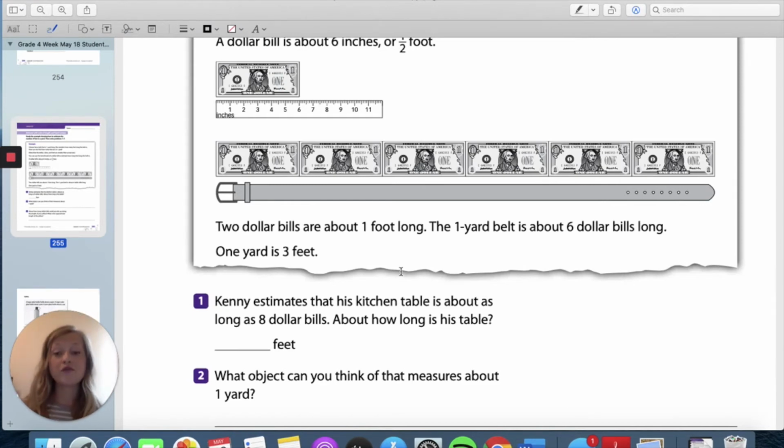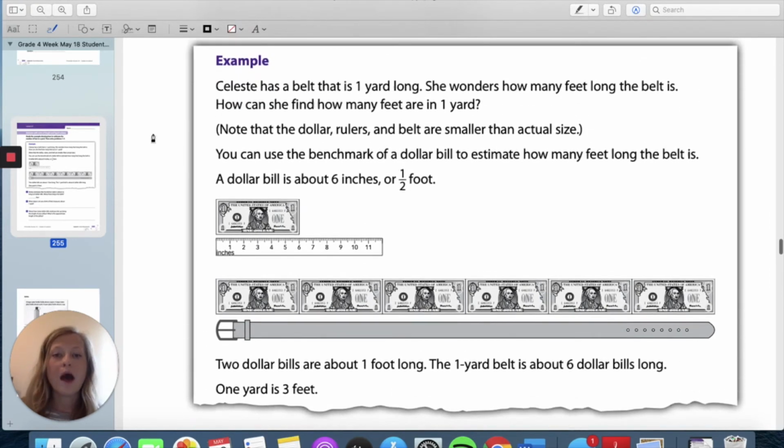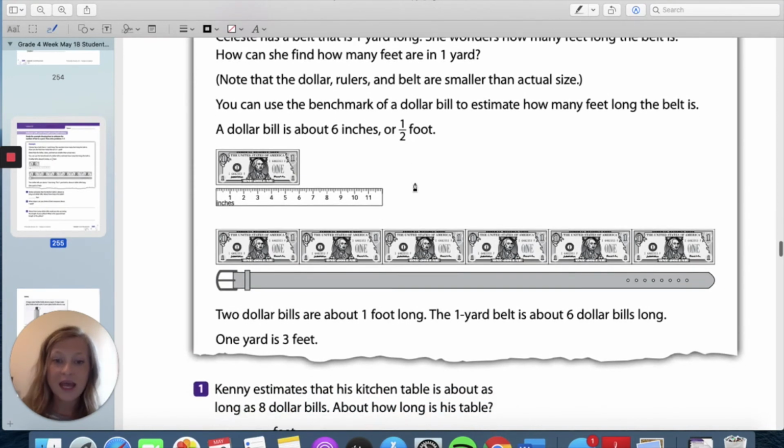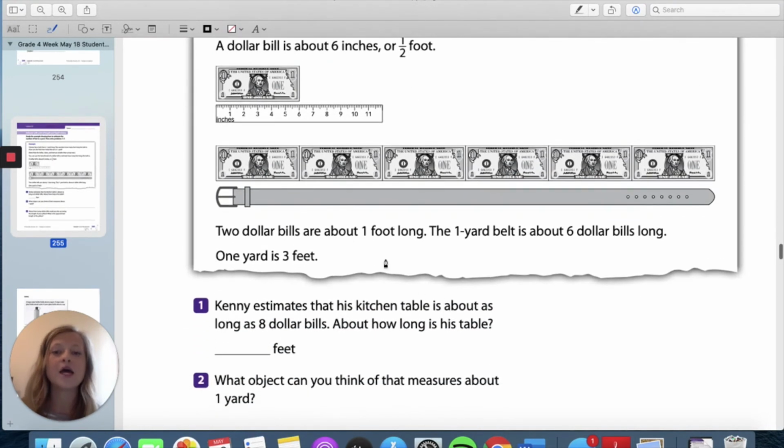So now that you've read the example, let's read number 1 together, which says that Kenny estimates that his kitchen table is about as long as 8 dollar bills. How long is his table? Well, I learned from the example that a dollar bill is about 6 inches, or half a foot. Then I learned that 2 dollar bills are about 1 foot long. The 1 yard is about 6 dollar bills long. 1 yard is 3 feet.